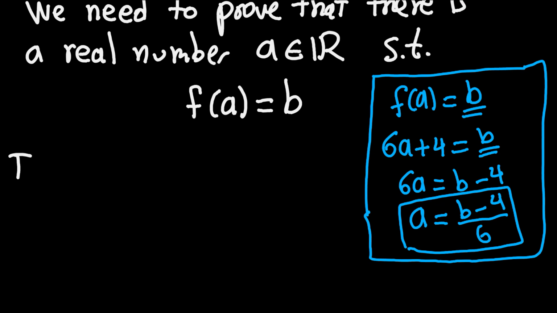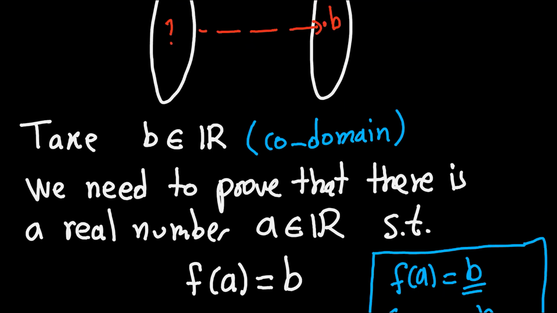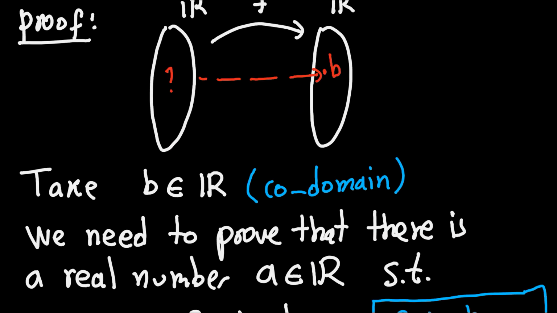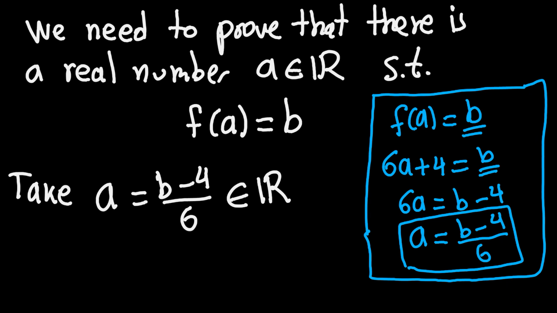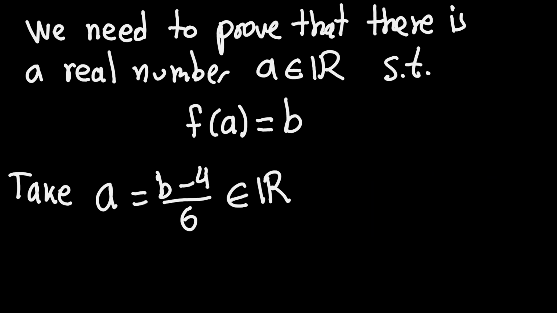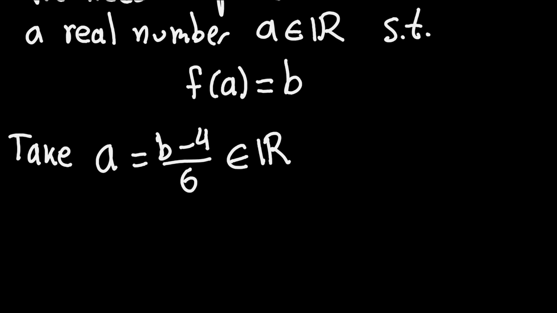So we're going to take A to be defined as B minus 4 over 6. And that is, of course, a real number. Why is it important that I said it's a real number? Because it has to be in the domain. So that was the work on the side. Now, I'm going to erase this part because this is not part of the argument. That was just part of the work that you have to do on the side to realize what A is. So I'm going to take that in there. This is in the domain. Let me emphasize that. B minus 4 over 6 is a real number, so that's going to be in the domain.